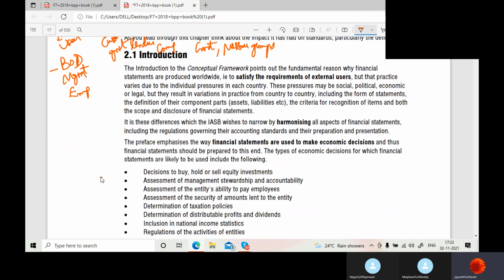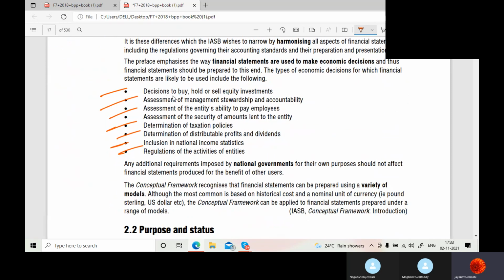So these are the decisions investors make after seeing the financial reports. What decisions do they make? Whether they have to buy, hold or sell the shares of the company. Assessment of management, stewardship, and accountability. If the company is preparing financial statements and disclosing everything, there is a relationship between the directors and the investors or shareholders. What kind of relationship? Principal agent relationship.